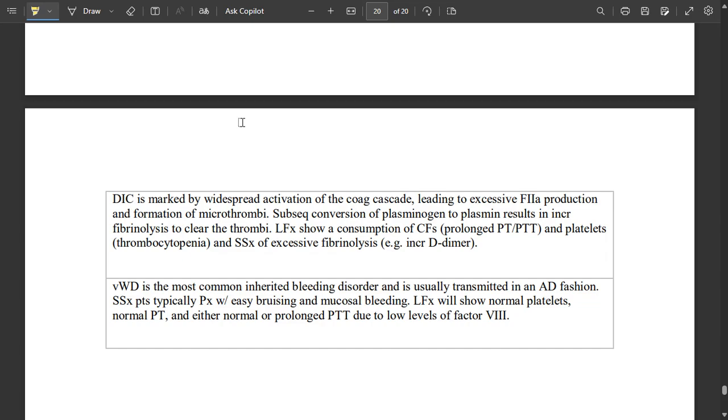Labs show consumption of clotting factors. So prolonged PTT occurs, thrombocytopenia occurs, and increased D dimer is also seen.